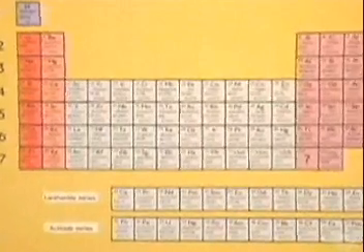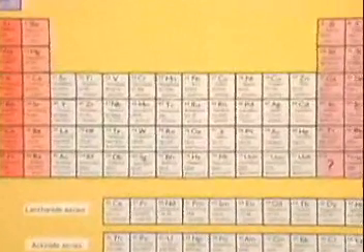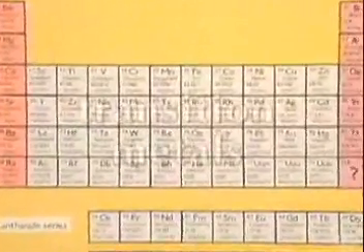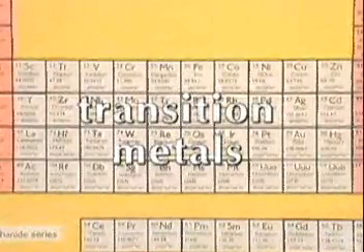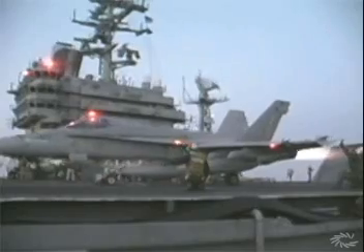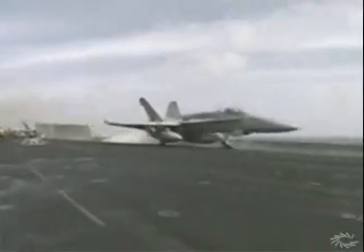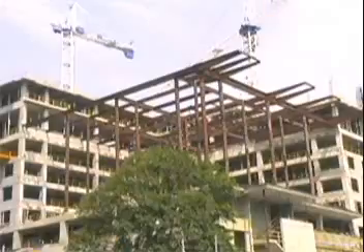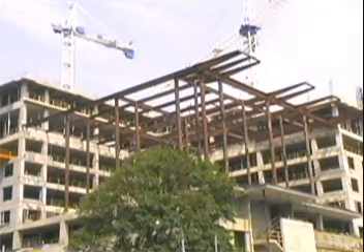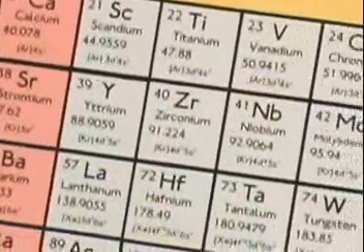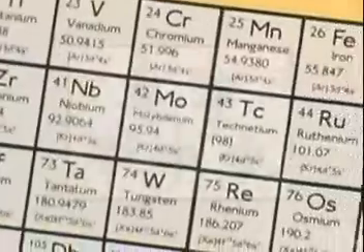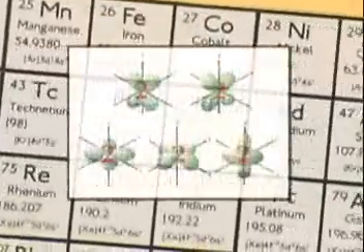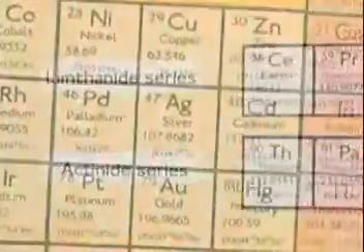The d block elements occupy the middle of the table. These elements are called transition metals. They are strong metals such as titanium, chromium, gold, and iron that make useful building materials. The d block is 10 elements wide because d-shaped orbitals can accommodate 10 electrons.